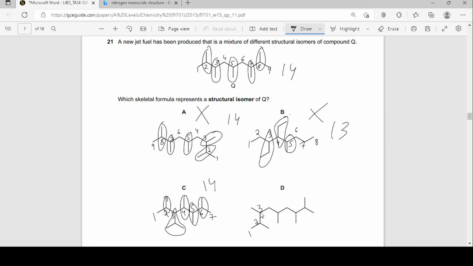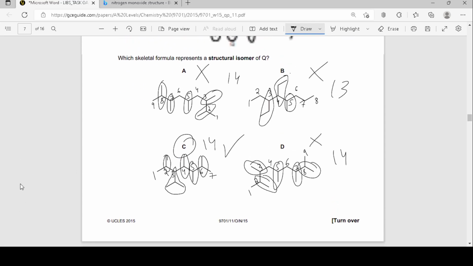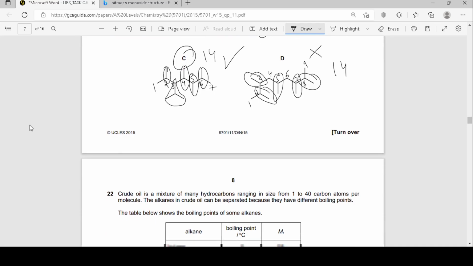1, 2, 3, 4, 5, 6, 7, 8, 9. Branch on the 8th one, branch on the 7th one, branch on the 5th one, branch on the 3rd one, branch on the 2nd one. Again, the same compound, and that means it probably has the same number of carbon atoms as well, 14. So this cannot be the answer either. So the only option left is C, because these 3 are eliminated, A, B, and D. So that means C is my answer. Great. So next question.